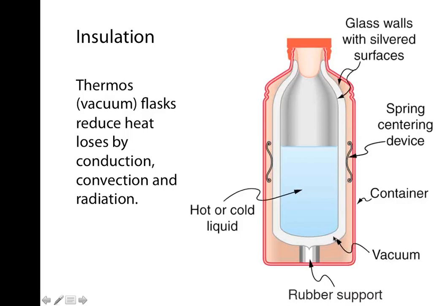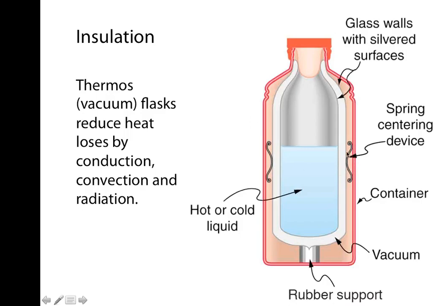In a vacuum, you cannot have conduction. You cannot have convection in a vacuum because both of these need particles. The only thing you can get through a vacuum is radiation. So it cuts down on the energy transfer. It's got silvered surfaces because that's worst at radiating. So it cuts down on the radiation.